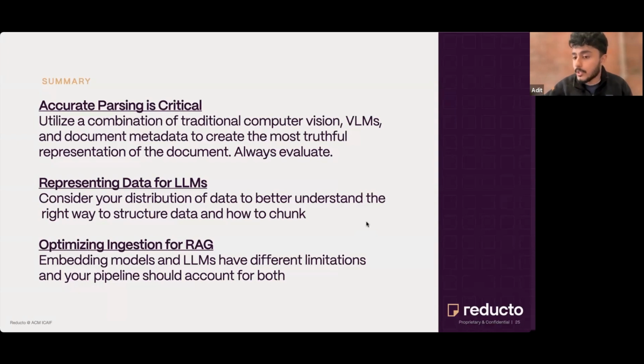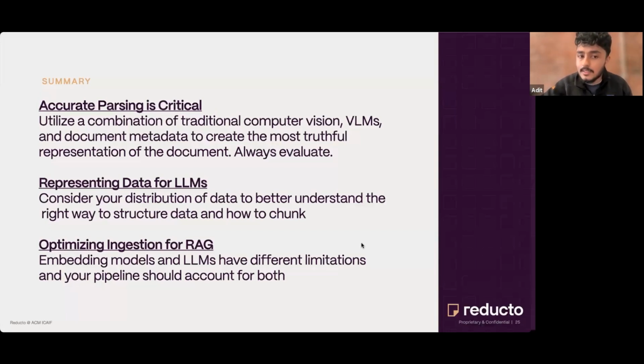But if you're trying to get production-ready products today, the best way to do that is to use a combination of both traditional CV for the things that traditional CV is good at, and also VLMs and document metadata. All of them have individual benefits, and you should think through the trade-offs and benefits of each. You should evaluate that to make sure that the end state that you end up at is the best that you can possibly get to.